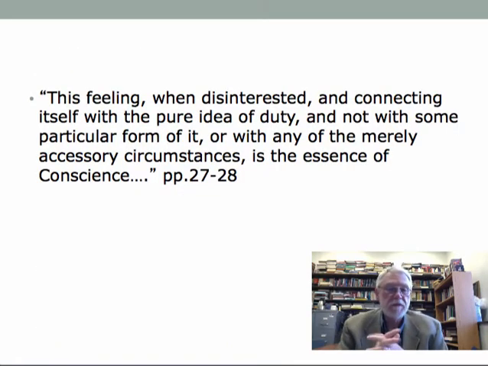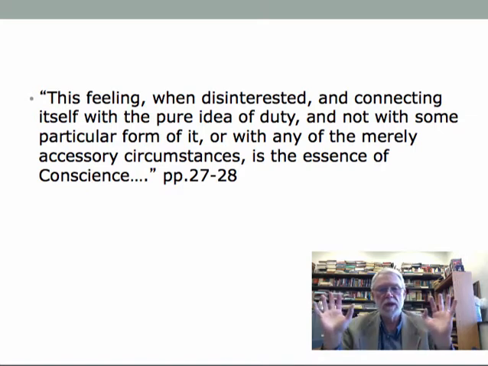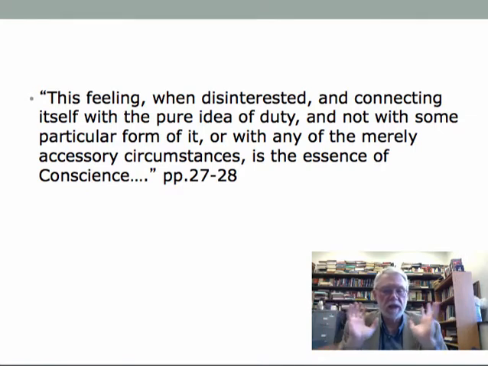So he says this feeling, when disinterested, and he means you don't have any special interest in it, you're just a general feeling here, when you're not doing something for yourself. So this feeling, when disinterested and connecting itself with the pure idea of duty, and not with some particular form of it, or with any of the merely accessory circumstances, is the essence of conscience. So separate it off as a pure idea, and the essence of conscience is this feeling in the mind that keeps us from doing bad things, or assaults us, so to speak, when we do bad things. And then we feel very bad about it, and the next time perhaps we won't do it.